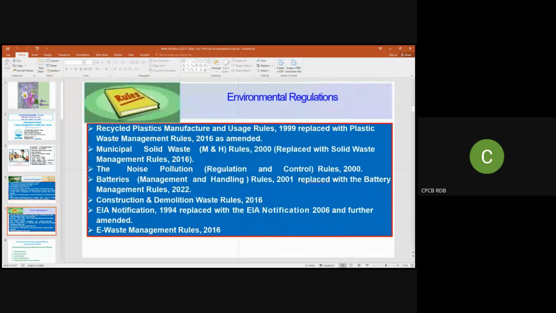Also, we have the recycled plastics and manufactured wastage rules, municipal solid waste management rules, the construction and demolition waste management rules, as well as the e-waste management rules and battery waste management rules. All the waste rules are notified under the Environmental Protection Act 1986 only.